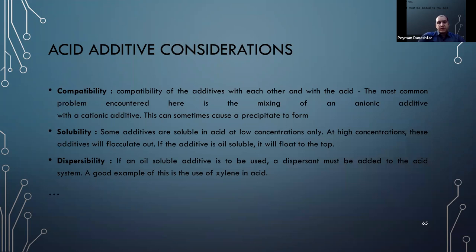Acid additive consideration. We should know some considerations for choosing the additive, about the compatibility. Maybe the corrosion inhibitor that we have is not compatible with the formations, or not compatible with some additive that we have. Another one is solubility, and another one is dispersibility. Okay, every time, this depends on the lab engineer who prepares information and gives it to a simulation engineer to design his jobs.